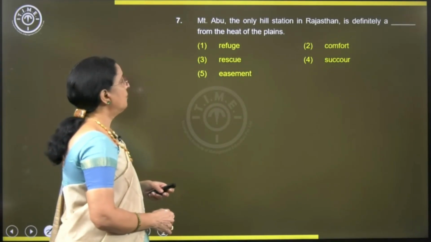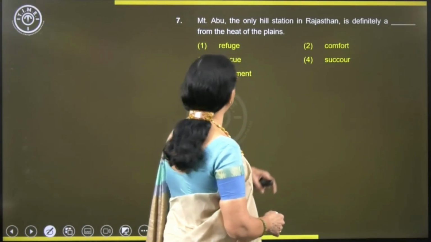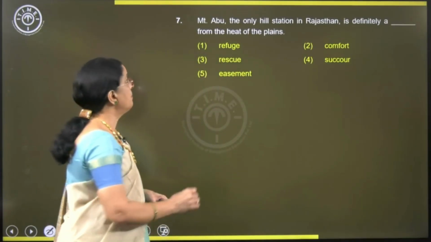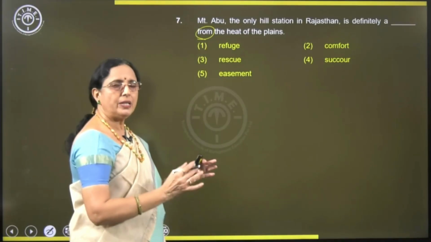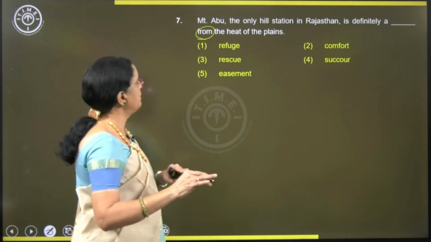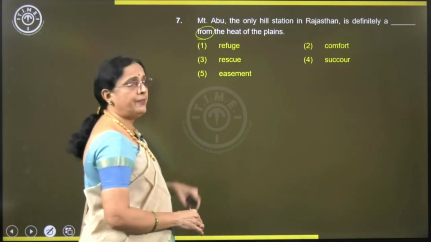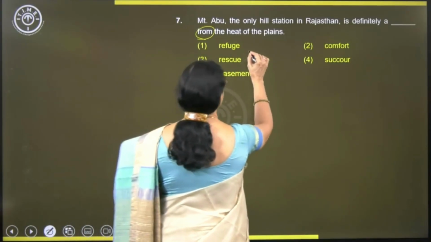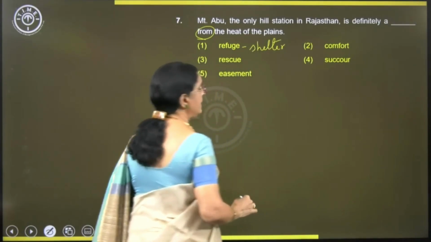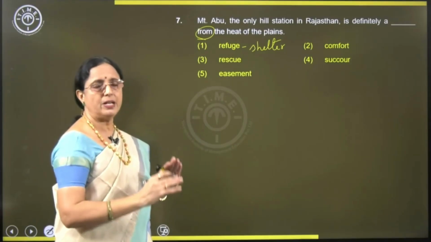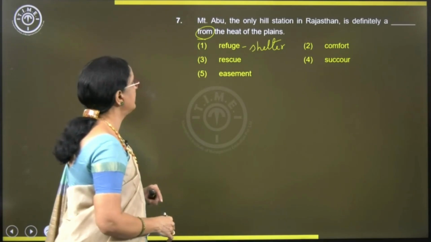Next. Mount Abu, the only hill station in Rajasthan, is definitely a dash from the heat. Here is the clue. Dash from the heat of the plains. So you can say a relief from the heat of the plains. Alright, let's see. Refuge is what? Shelter. Refuge is shelter from something. Shelter from a danger or shelter from a difficulty. Maybe you can consider that.